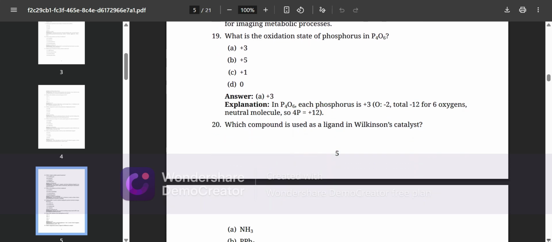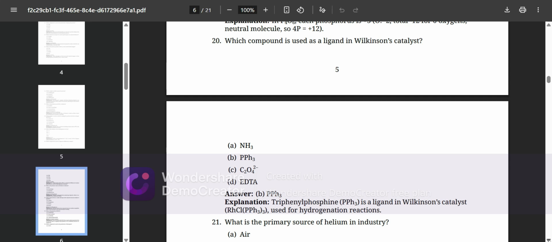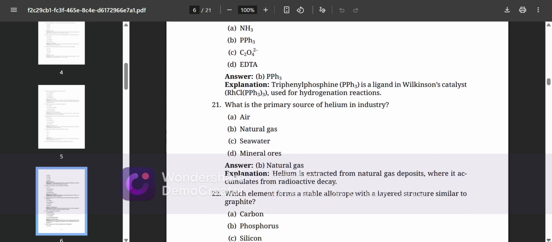What is the oxidation state of phosphorus in P4O6? Plus 3. In P4O6, oxygen is minus 2, total minus 12 for 6 oxygens, and the molecule is neutral, so 4P equals plus 12. Which compound is used as a ligand in Wilkinson's catalyst? PPh3. Triphenylphosphine, PPh3, is a ligand in Wilkinson's catalyst, RhCl(PPh3)3, used for hydrogenation reactions.